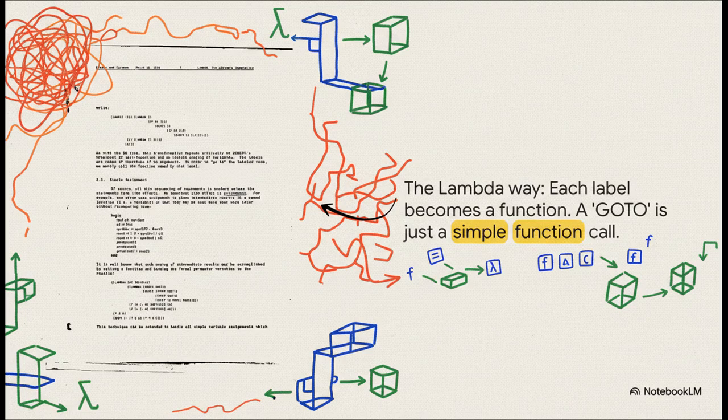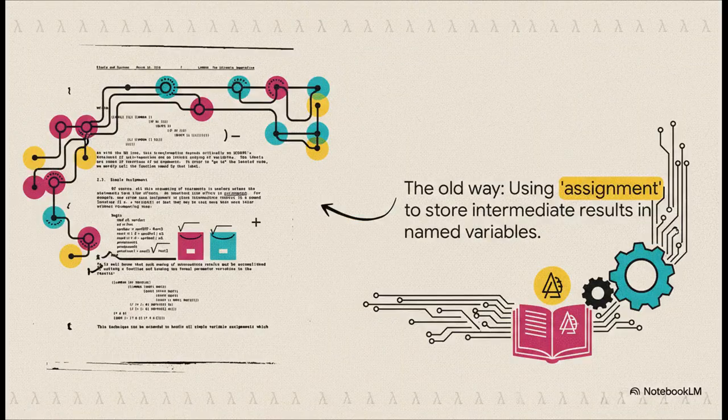The messiness just vanishes. Okay, next up, variable assignment. I mean, this is the bedrock of imperative programming, right? You compute something, you store it in a variable so you can use it later.